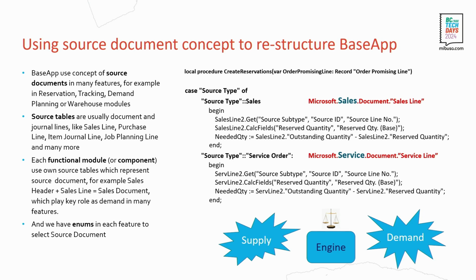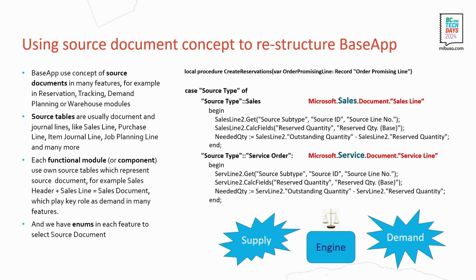And finally, it's very easy, of course, but just to show you how we basically come up with such a framework, this is just a sample about the order promising client. Here we have a lot of case statements which actually list different source documents and do something in several places for those documents. And here we calculate needed quantity for sales and service.